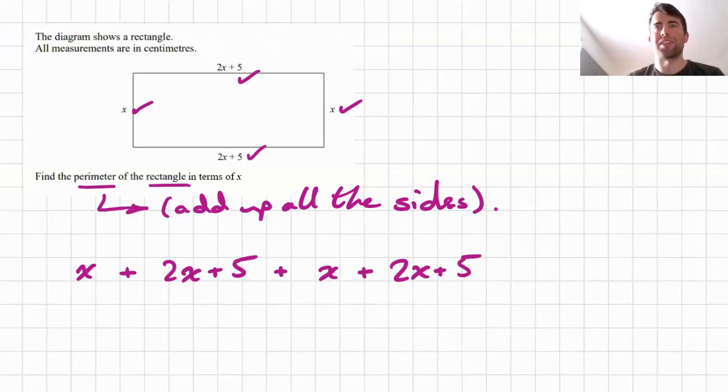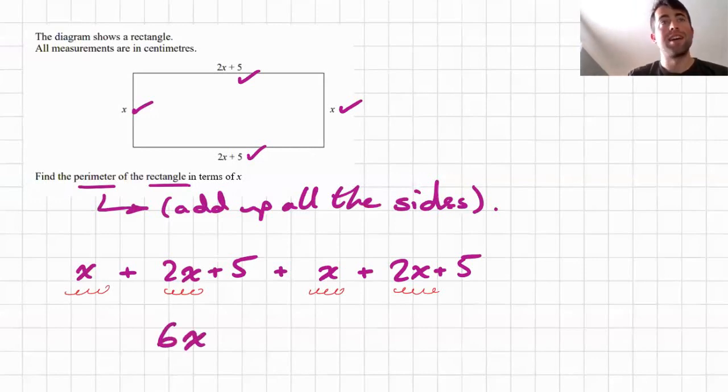Now, what do you think we can do with that? That there looks like we're going to have to simplify it. How many x's have we got altogether? X add 2x add x add 2x. We've got 6 of them. And then the other bits are add 5, add 5. Well, that's just add 10. And that there is the answer.